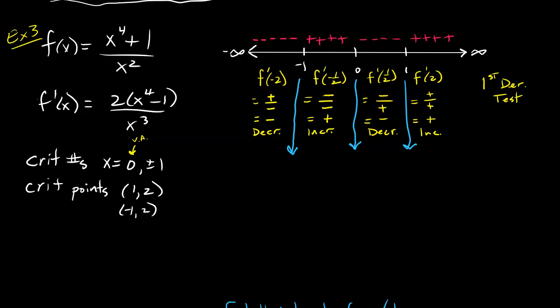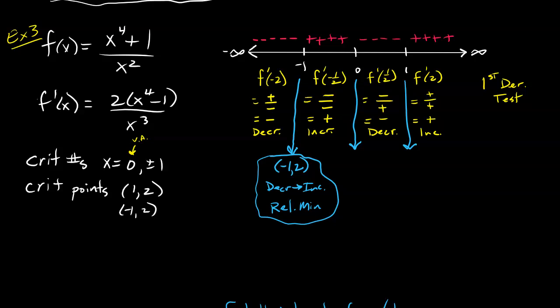So if I plug negative 1 into the original function, which we already did down here, I'm going to find the point negative 1, 2. And if you recall, because it is changing from decreasing to increasing, so decreasing, increasing, that's a min. So negative 1, 2 is a relative min. So this would be one extrema.